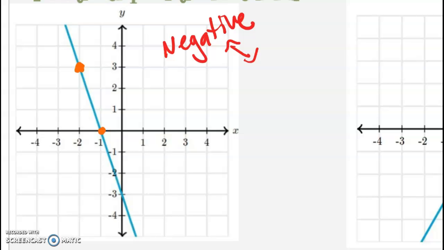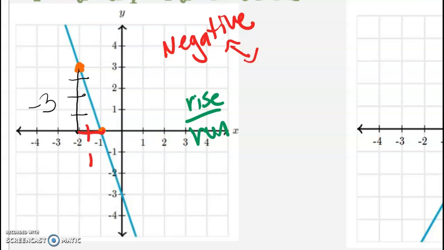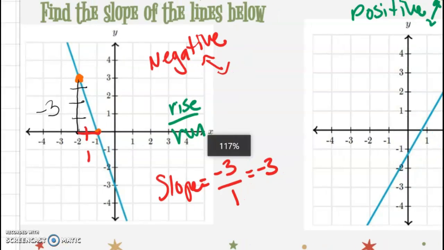So remember, slope is rise over run. In order to start here, I would go down 1, 2, 3. So it's going to be negative and over 1. So my slope for this one is -3 over 1, or just -3.